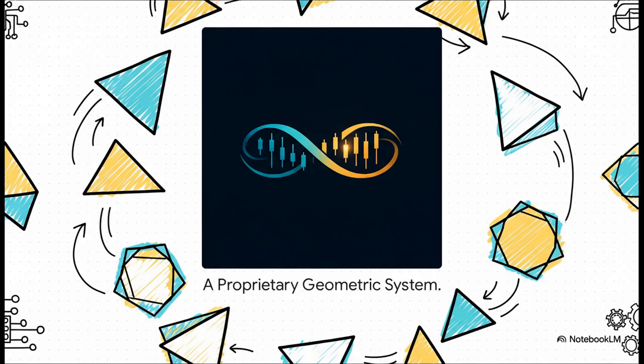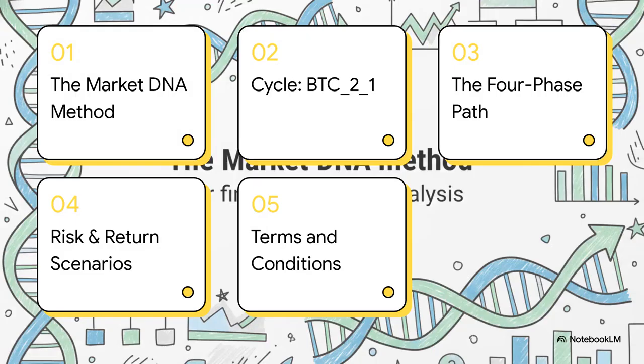At its heart, market DNA is what's called a proprietary geometric system. The most important thing to get your head around is that it's designed to be totally self-contained. It plays by its own set of rules, completely separate from any kind of traditional market analysis you might be used to. So here's our game plan.